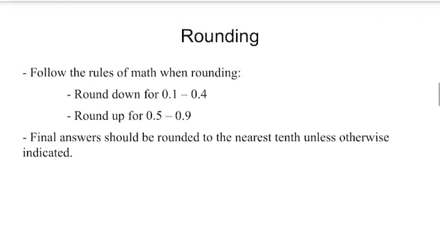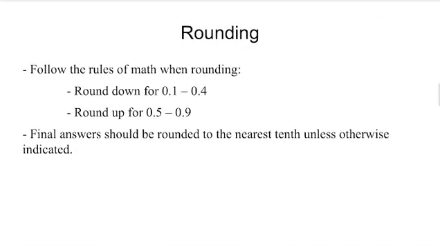Moving right along, rounding. You're going to find this on page 1 of our MAPE exams. These are the rules that you follow whenever you're rounding numbers. So we round down if it's between 0.1 and 0.4. We keep the number as is. So we call that rounding down, but you don't actually change the number. You just keep it what it is.